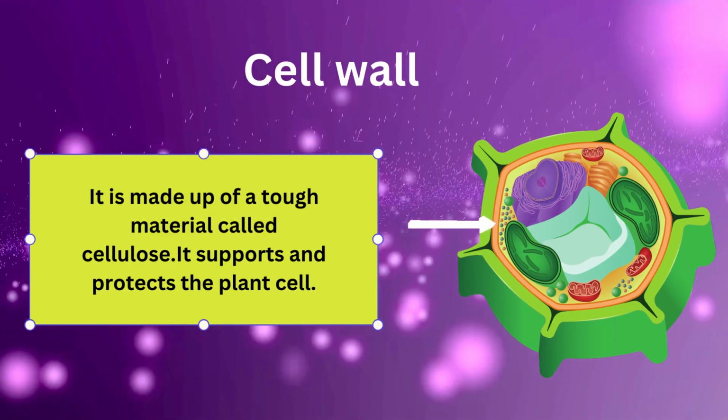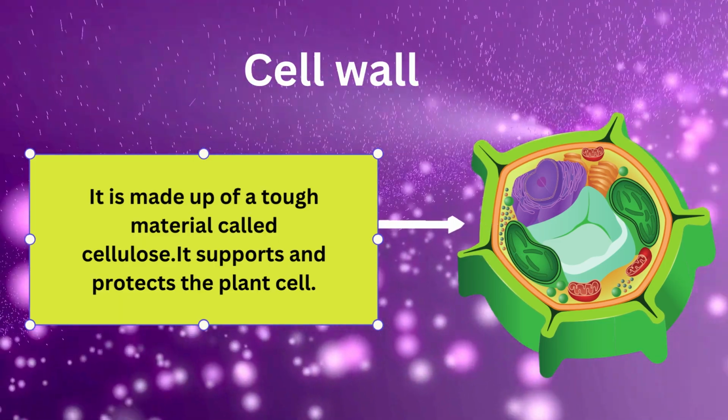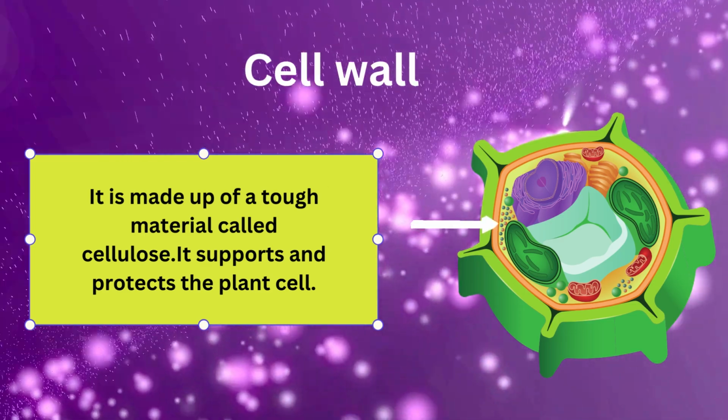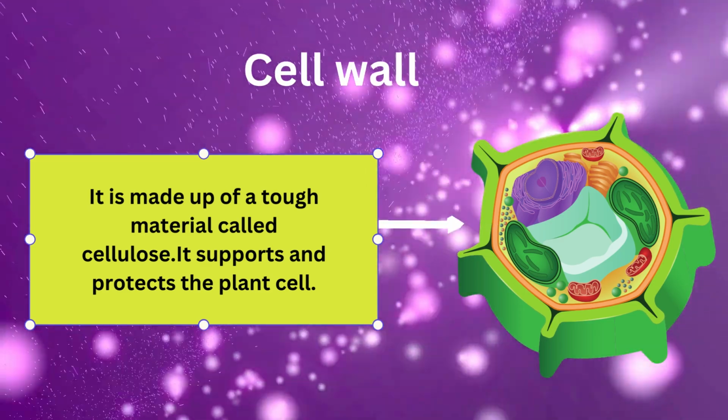The last one is cell wall. The cell wall is made up of a tough material called cellulose. It supports and protects the plant cell.